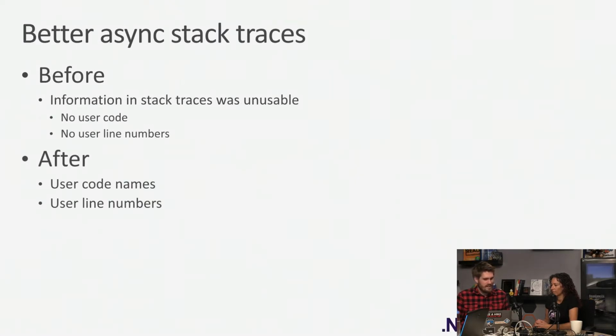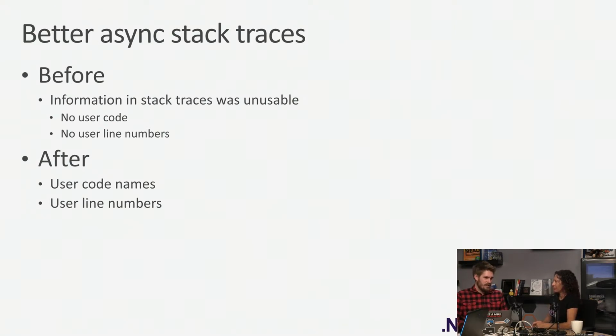And we got better async stack traces. So that sounds like a really good idea. This one I like. Yeah, it's always good to be better. It's always good to have a stack trace that makes sense, right? And so, it's better. In the before time, information in stack traces was basically not really usable. Okay. I'm not going to sugarcoat it. It sucked. It did. And like you would not get your user code in the stack trace. You would not get your line numbers in the stack trace. So like what's the point of a stack trace if you don't have that? Exactly. Right? A little frustrating.